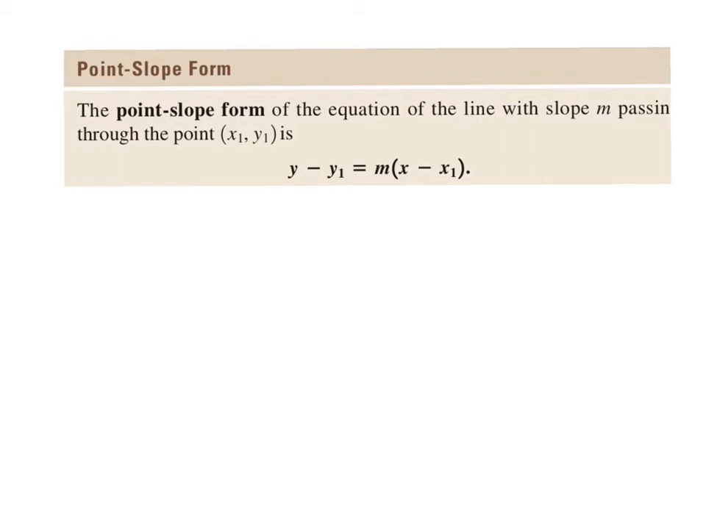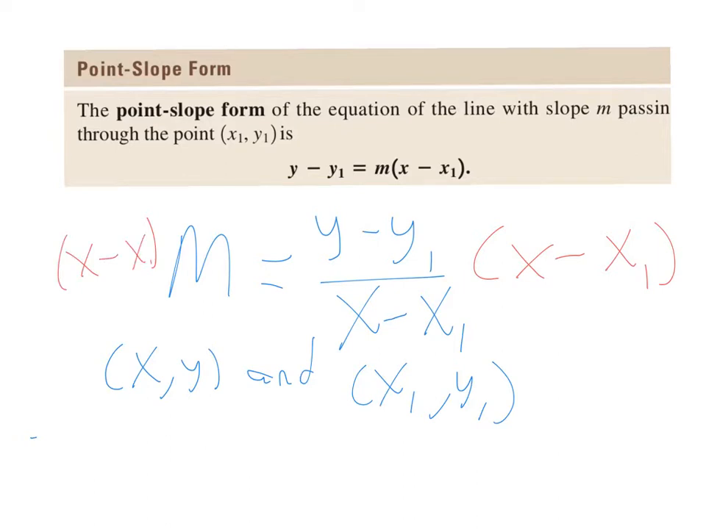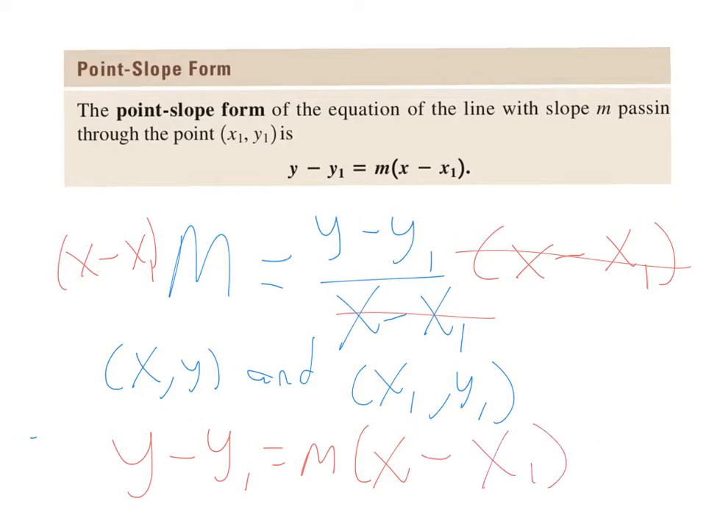We get this formula because if you take the formula for the slope of a line, consisting of the points x, y, and x1, y1, which are on the graph of a line, and multiply both sides by x minus x1, those cancel out, so you have y minus y1 equals m times x minus x1. That's how we get it.